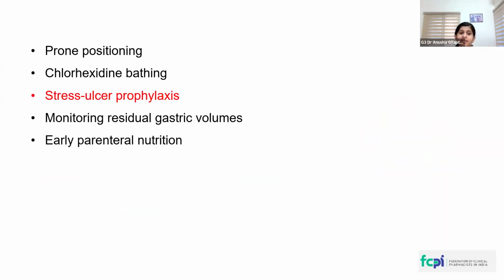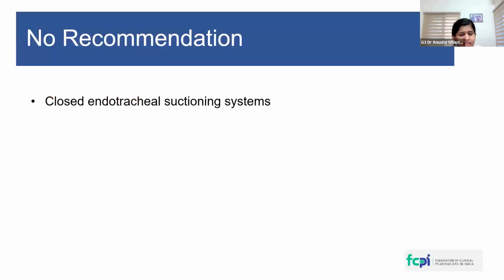Prone positioning, chlorhexidine bathing. Stress ulcer prophylaxis, this is still there in many of our hospitals in the care bundle, but it is not advised anymore. Monitoring residual gastric volumes and early parenteral nutrition are also not recommended. They are not necessary in the care bundle for ventilator associated pneumonia. And there is no recommendation according to IDSA about closed endotracheal suctioning systems.